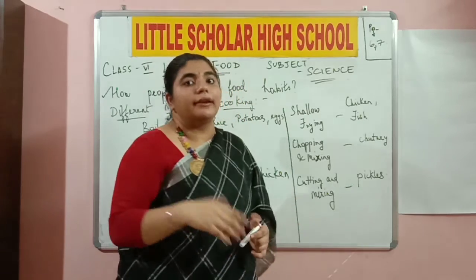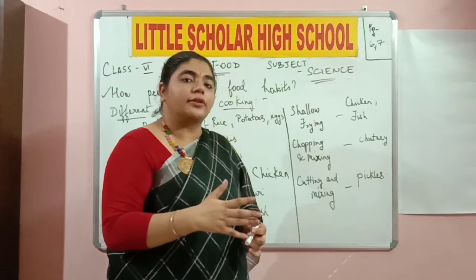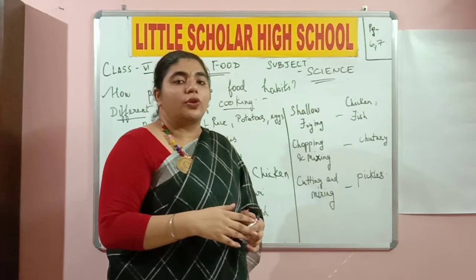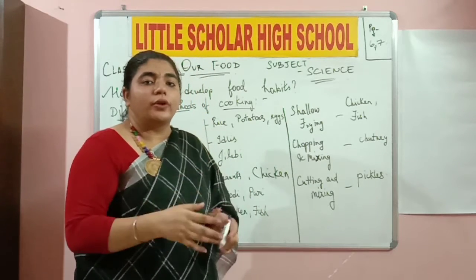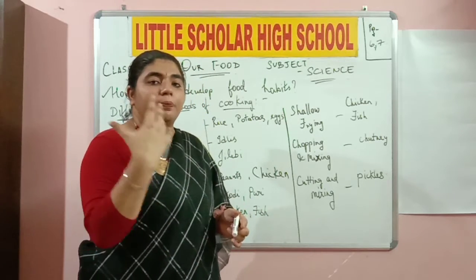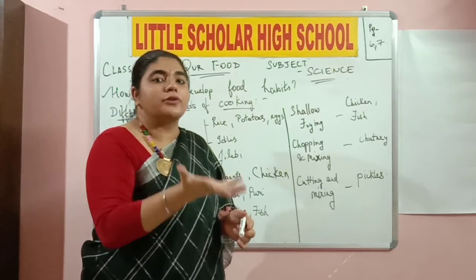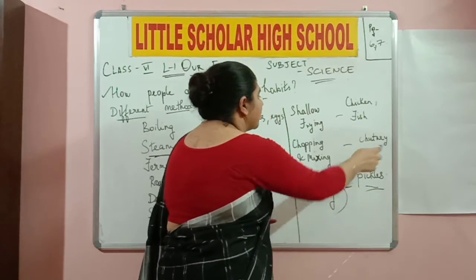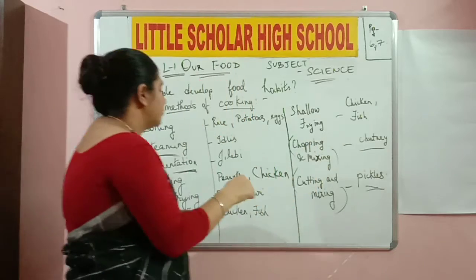Cutting and mixing, like lemon pickles, you're going to cut the lemon, or any other, like mango pickles, you're going to cut them and add them to oil, sugar and spices and pickle them, like a preservative. Okay, so in pickles you're going to use cutting and mixing, and in chutney, chopping and mixing.